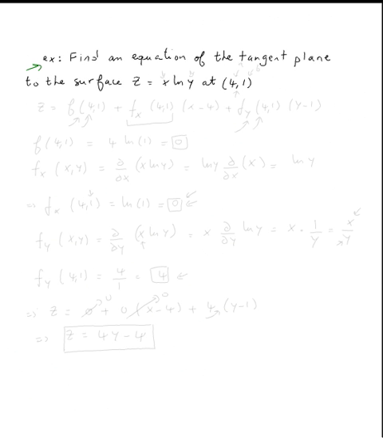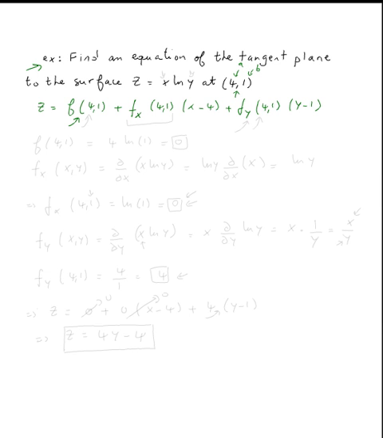So let's do the second example. Second example is the same thing. Now our point is 4, 1. So the equation will be z equal f of our point 4, 1 plus partial derivative with respect to x at 4, 1 times x minus a, remember, this is my a and this is my b, x minus 4, plus partial derivative with respect to y at the point 4, 1, times y minus b, which is 1. So again, we're going to do the same thing.